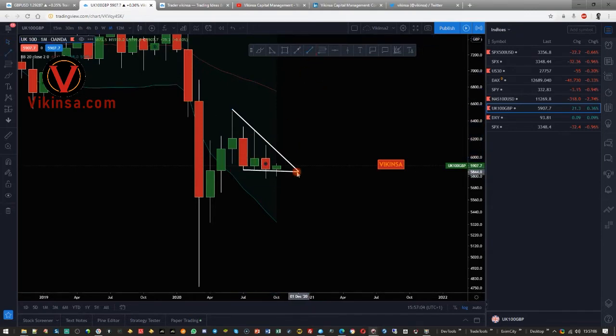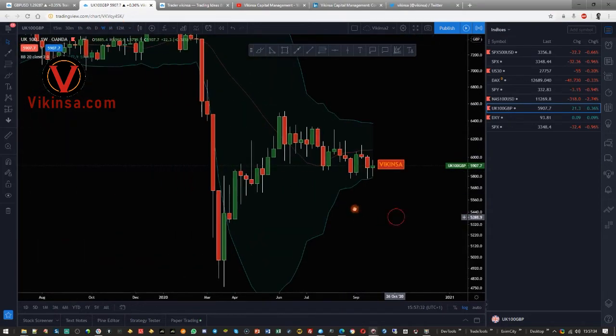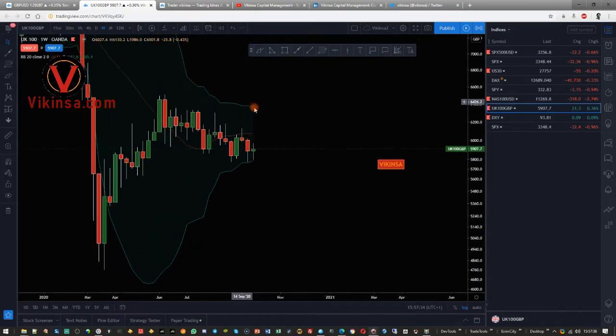So you can call this a triangle. If that is the case, then ultimately it will have to make a decision where it wants to break out, either to the upside or to the downside, because it is reaching the final point of this triangle. The triangle is getting squeezed. So we should prepare for both bearish and bullish opportunities on FTSE 100.